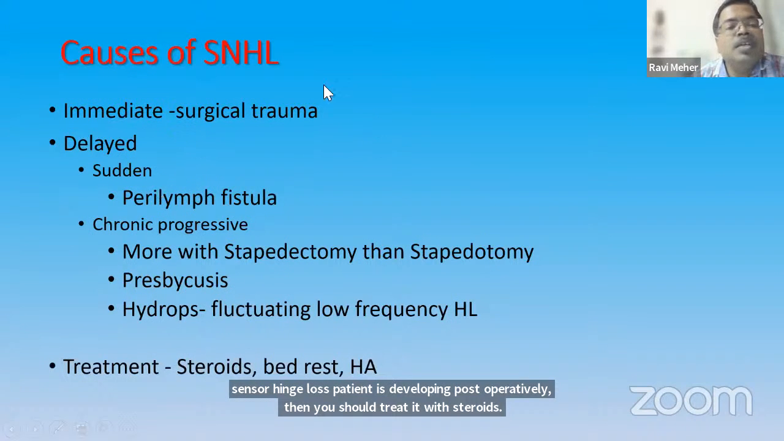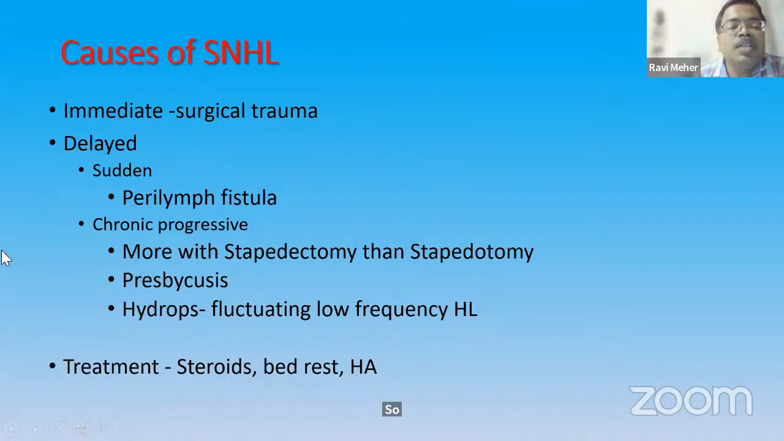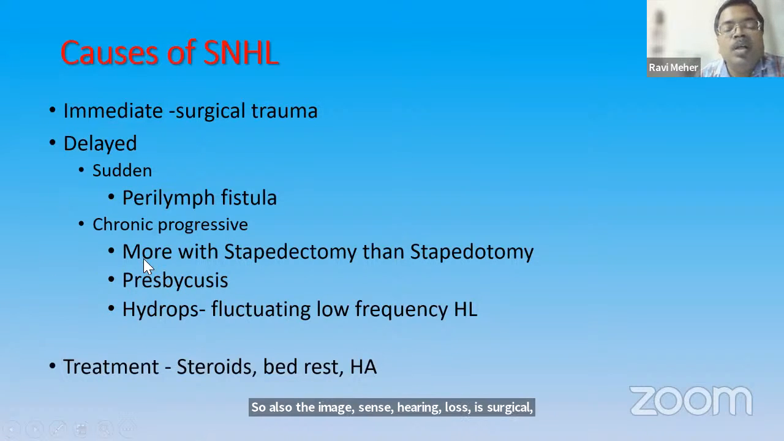Causes of immediate sensory hearing loss are surgical, which we have discussed. Delayed hearing loss can be because of perilymph fistula. There could be hearing loss because of stapedectomy, because of presbycusis, and because of hydrops, which can coexist with otosclerosis. Treatment is steroid, bed rest, and ultimately hearing aid.